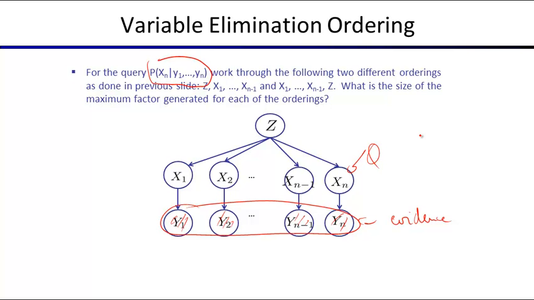All right, let's see what people came up with. Who has a suggestion for a good ordering of the variables? One where the factors stay small. Yes?